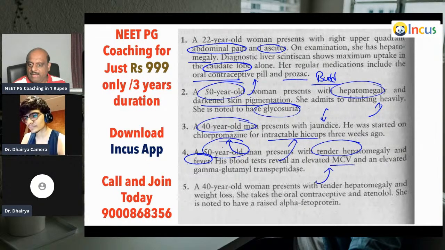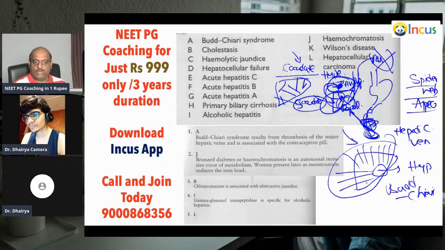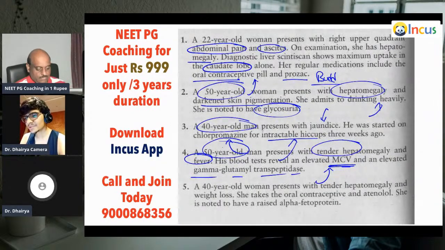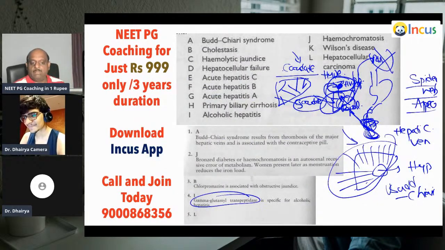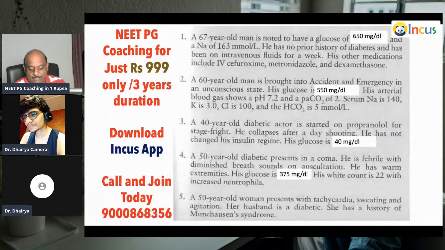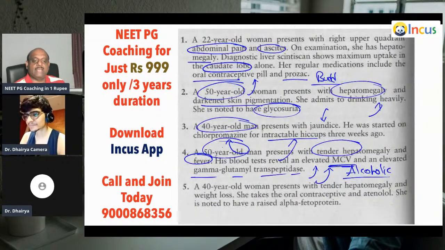50-year-old man, tender hepatomegaly with fever. There is an elevated mean corpuscular volume, elevated gamma glutamyl transpeptidase. So what is your diagnosis, doc? GGT is a very specific marker for obstructive jaundice. So this patient might have some gallbladder. Sorry. Yes. So GGT. Macrocytosis is an important clue here, along with gamma glutamyl transpeptidase. So gamma glutamyl transpeptidase is a very specific marker, especially for alcoholic hepatitis, is what you need to basically remember.